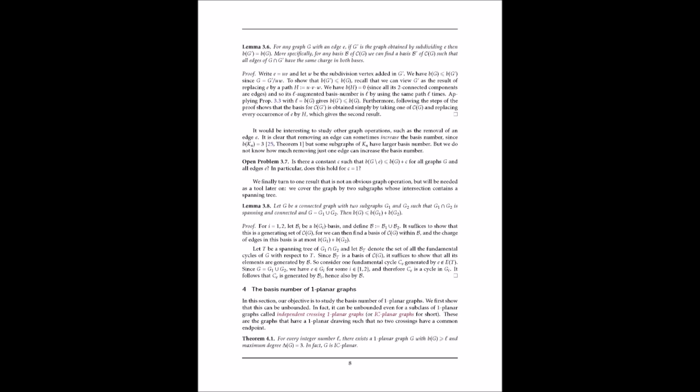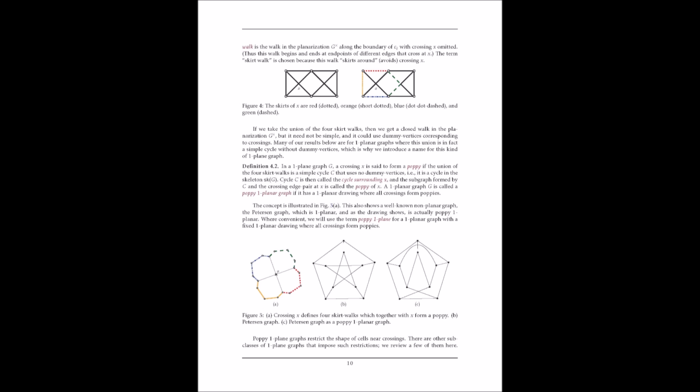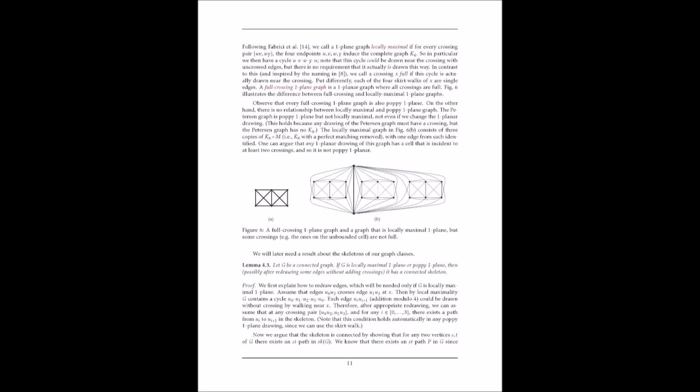They use a lemma they developed earlier, which states that if you can cover a graph with two subgraphs whose intersection is connected and contains a spanning tree, then the basis number of the original graph is at most the sum of the basis numbers of the two subgraphs. Right. It's like we're strategically breaking down the graph into simpler pieces. Yeah. And then using those pieces to bound the overall complexity.